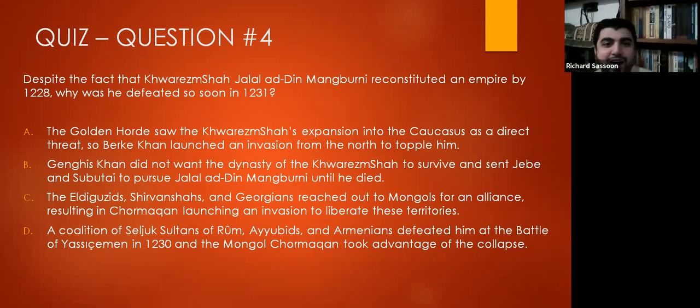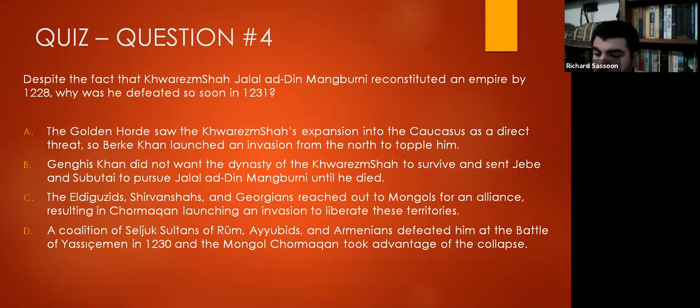So we know that Berke Khan did try to launch invasions from the Caucasus, but not in this time period. That would happen about 20 to 30 years later. Genghis Khan was already dead by 1227, so he couldn't have done this in 1228. The Atabegs, Shirvanshahs, and Georgians were conquered, and they certainly revolted around the time that Chormaqan invaded, but they did not reach out for an alliance. And D is correct that the Sultans of Rum, the Ayyubids, and the Armenians fought him at the Battle of Yassıçemen.